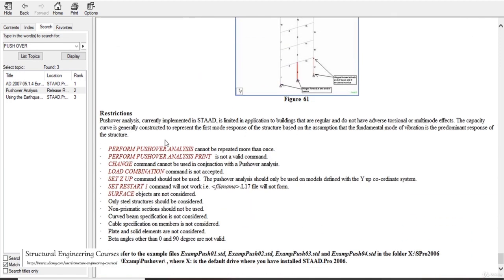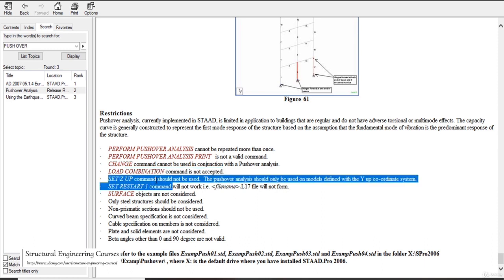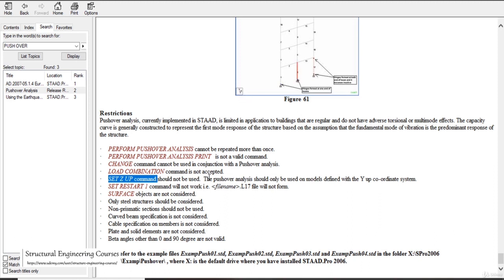There are also various restrictions. Perform pushover analysis can be used only once, and the load combination command is not accepted. That is, pushover analysis shall be done only for the loading, not for the load combinations. Y should always be up, and Z global axis cannot be up when we are doing the pushover analysis. And as discussed, only steel structures can be considered. Non-prismatic sections cannot be used for pushover analysis. Cable specifications on members cannot be considered. On plate and solid elements, we cannot do the pushover analysis.